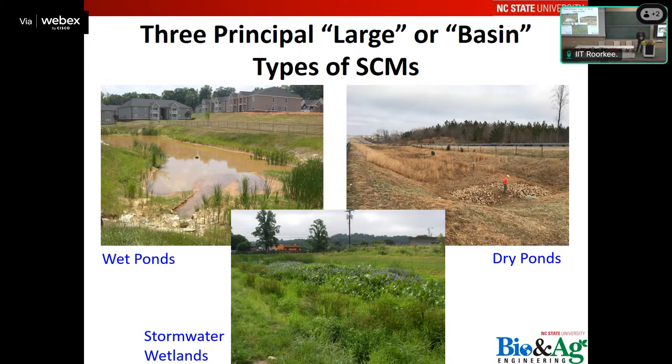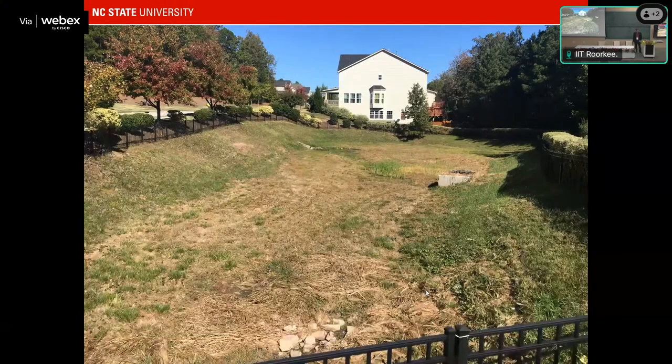Now, I'm going to talk in the order in which I'm going to speak of them. We're going to start with dry ponds, migrate to wet ponds, and then close and spill over into the second presentation on stormwater wetlands. So here's an example of a dry pond. It is exactly like it sounds. It's dry, unless it's raining. And then water will fill up this basin and then be gone about 24 hours later.